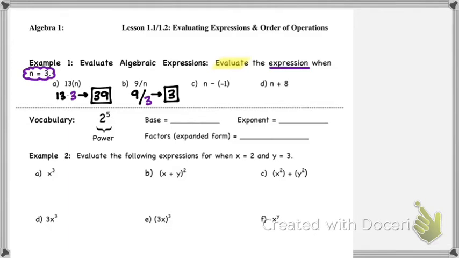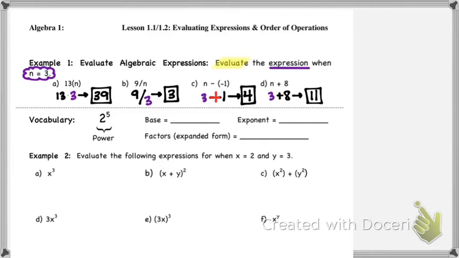If you want to go ahead and pause here and do the 2 remaining, and then you can kind of double check if you've gotten them right, I'm going to go ahead and push play to show those responses. 3 minus a negative 1 gives us plus 1, which is 4. Last but not least, 3 plus 8 is 11.